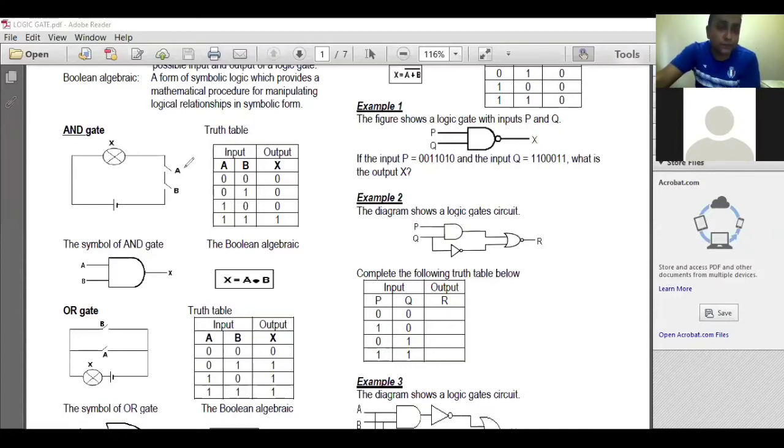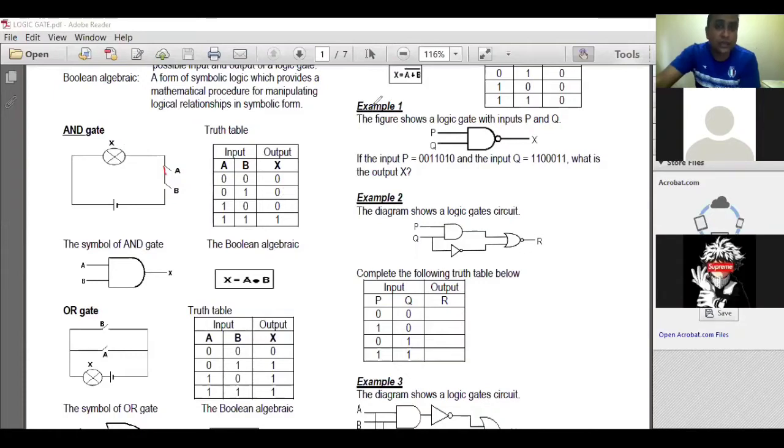Since you have only 2 inputs and only 1 output, there are 4 possibilities. The first situation, you off A, you off B. What happened? The bulb cannot light up, so your logic will be 0. What happens if you on A but you off B? Still cannot light up, so logic 0. Next, you off A and on B, still the bulb doesn't light up. Now what happens if you on A and B? When you on both, then only the bulb lights up.